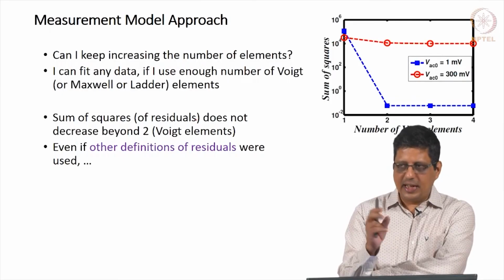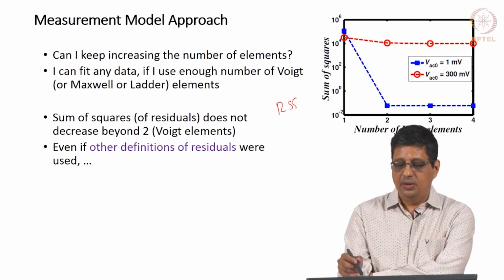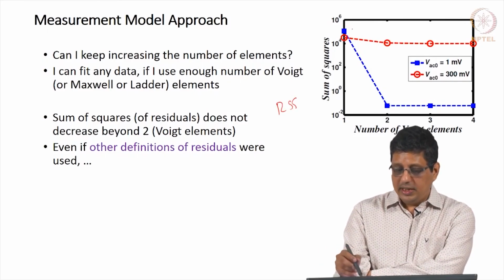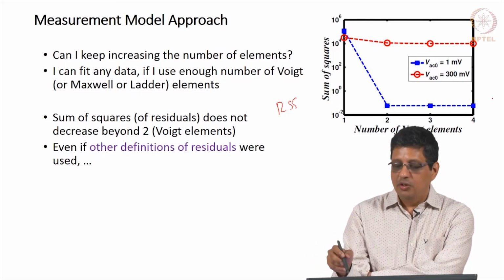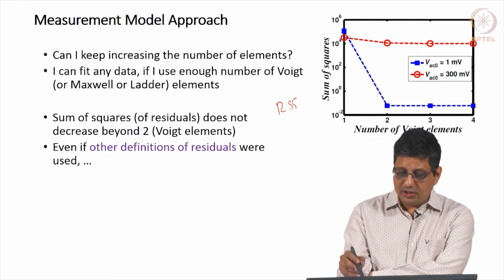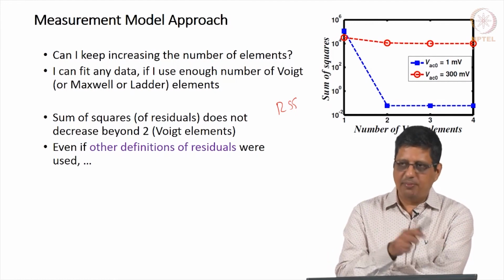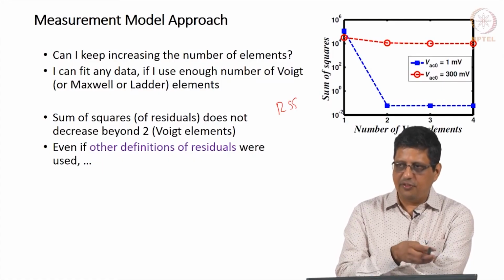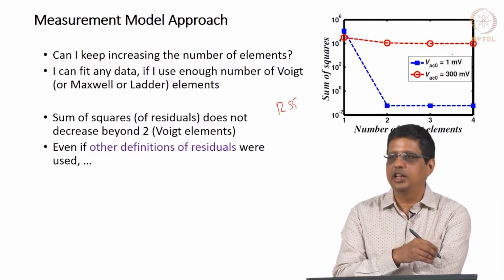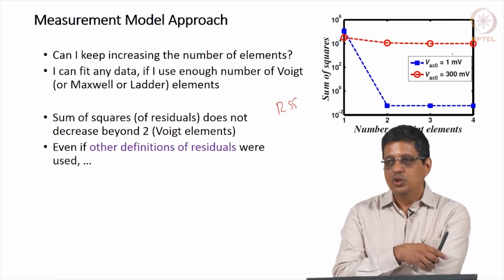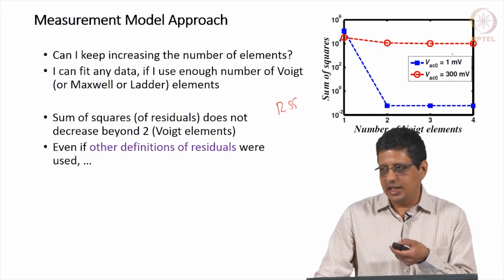If you take the residuals and calculate the sum square, sometimes called RSS, residual sum square: for 1 millivolt data, 1 element does not fit well, 2 elements fit very well, and after that there is no change. For 300 millivolt data, in fact, the residuals are a little less at 1 element, then they decrease a little, and they remain the same. This is for one type of definition. Even if you use another definition of residual, the value will change, but you can check for yourself that you will not be able to fit it better by using more elements. So, it is not true that you can fit anything, but you will get better confidence if you actually try this.